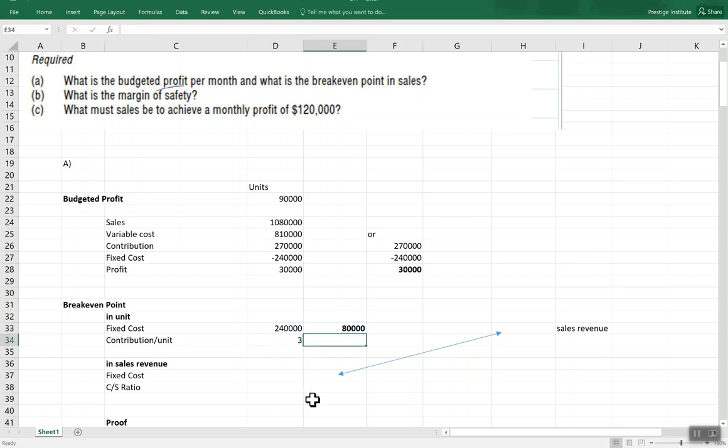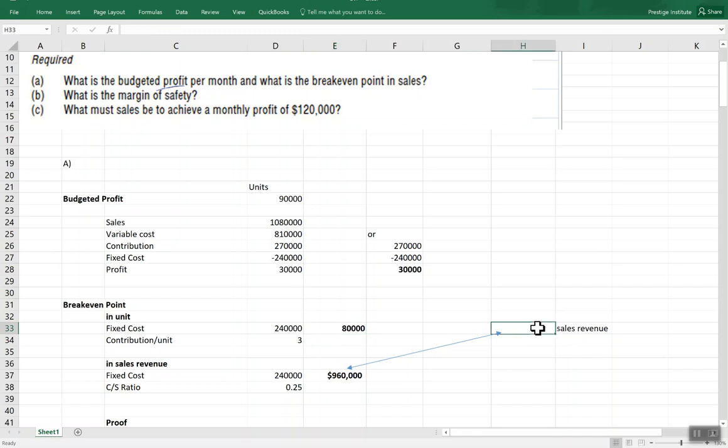80,000 units break-even point. To find break-even point in sales revenue, you find the CS ratio. So we take the same fixed cost but divide by the CS ratio. CS ratio is contribution divided by sales. So we have contribution of 3 for every 12 of sales, so we have 0.25 or 25% CS ratio. So it gives us 960,000. So if we have 960,000 revenue, or if we have 80,000 units, we will have the same break-even point.